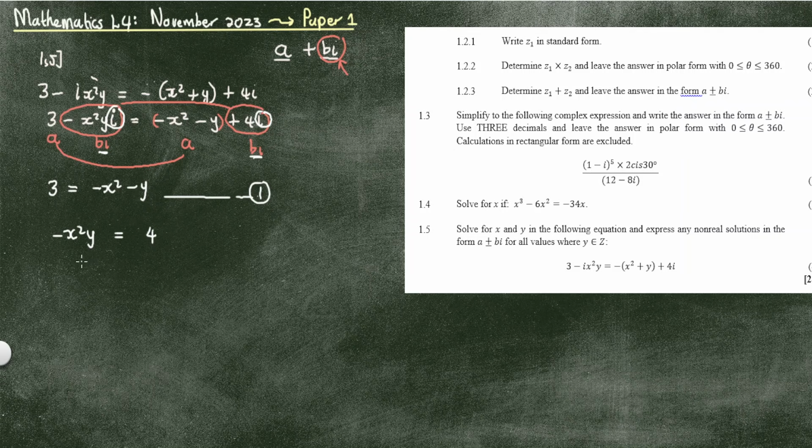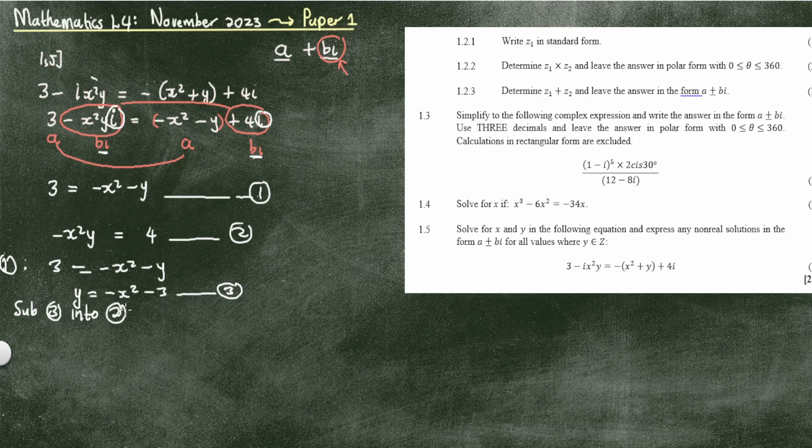Yeah? Now the next step, this is equation 2. I don't know how you would approach this one, but in my case I would take the first equation and make y the subject of the formula. So I'm going to say 3 equal to minus x squared minus y. Transpose the y, it becomes a positive y, minus x squared minus 3. This is equation number 3. Sub 3 into equation number 2.